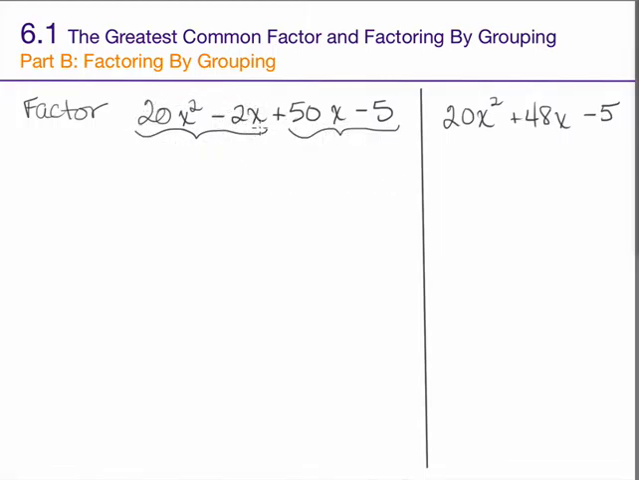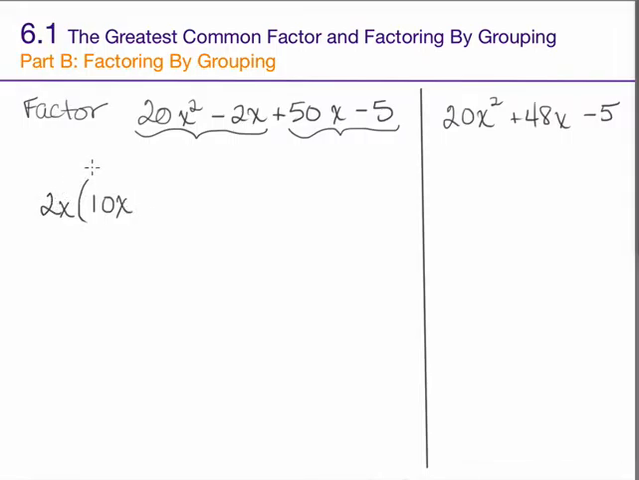What's the greatest common factor of these two terms here? Well, I can see that 2 goes into both of them, and there is at least one copy of x in each term. Undistributing, 2 times what gives me 20x squared? 2 times 10x. If I were distributing, I would be multiplying this, and that would give me 20x squared.